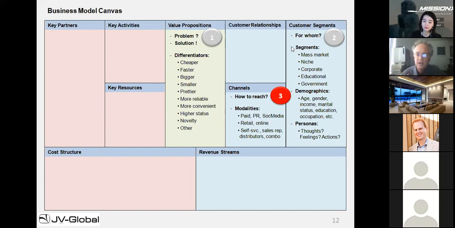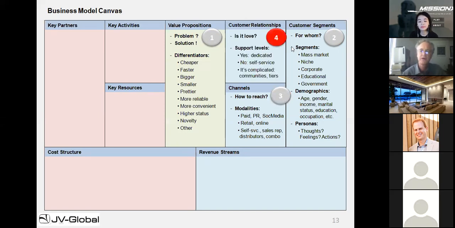Write them all down. Figure out what's most appropriate for your particular product. Okay, so you have a product, you've identified a target customer, you figured out how you're going to reach this customer and sell them something, right? What comes next? Well, customer relationships.